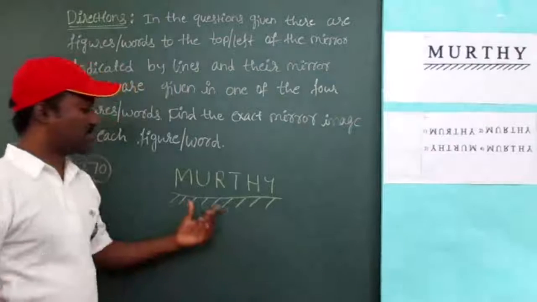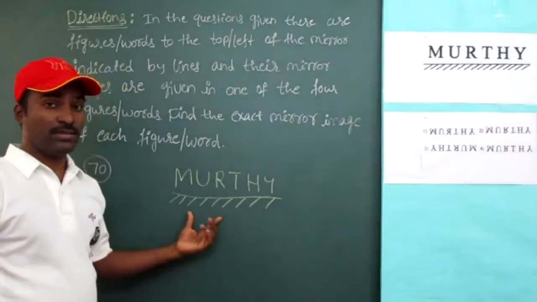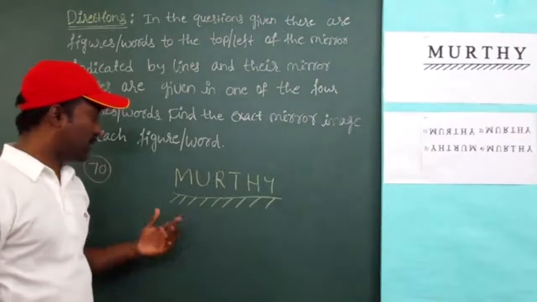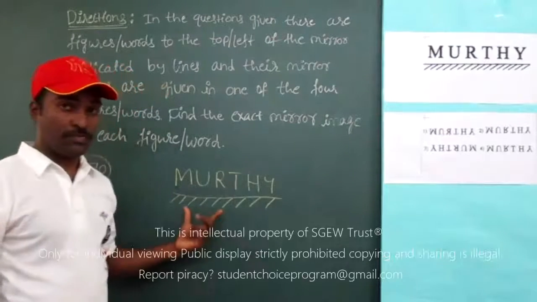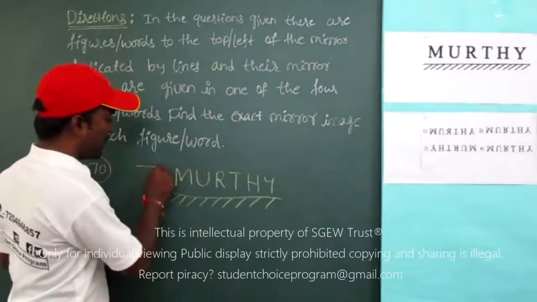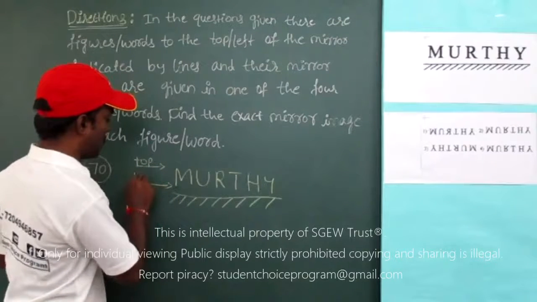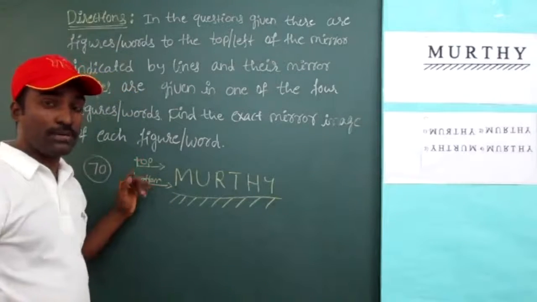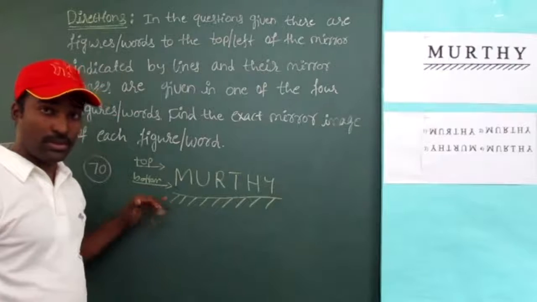When the mirror is placed at the bottom, you can also call this type of question water images, finding water images. Whenever the mirror is placed at the bottom, the top becomes bottom and the bottom becomes top. Top becomes bottom in the mirror image and the bottom becomes top in the mirror image.